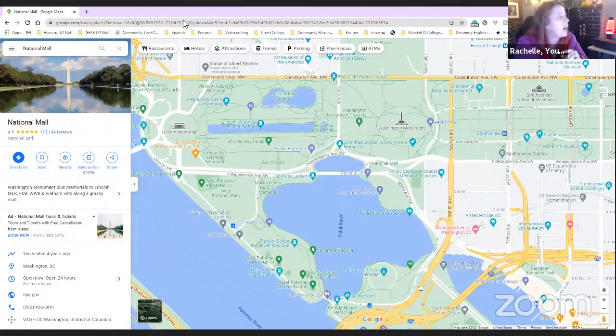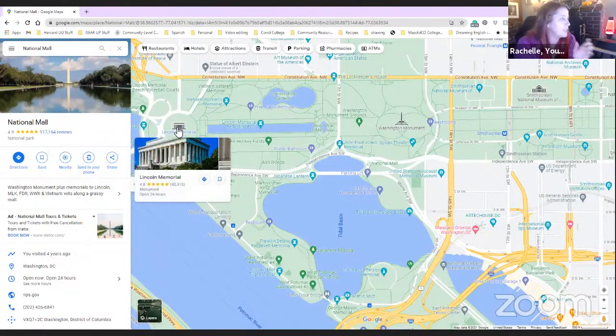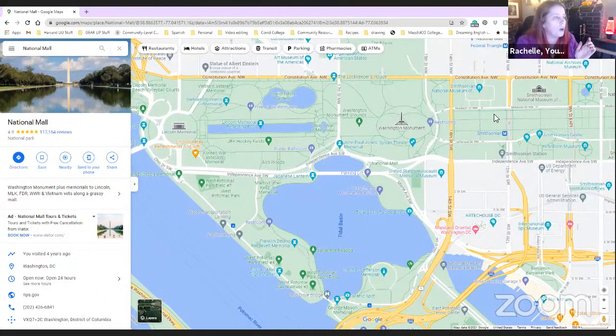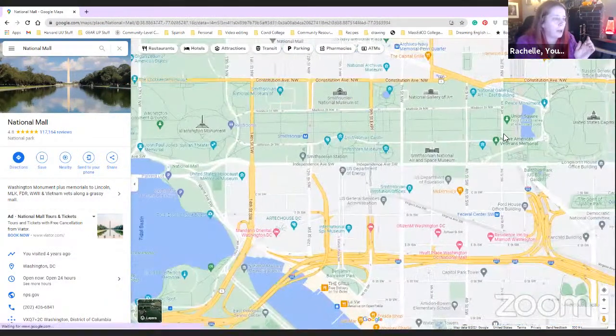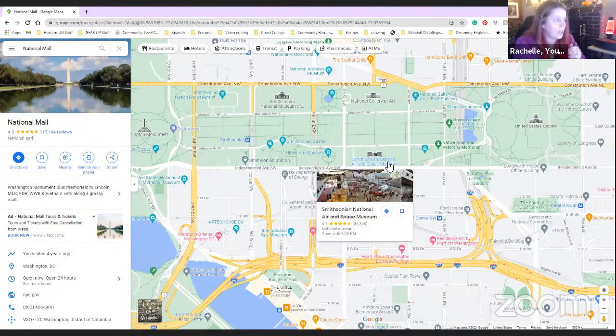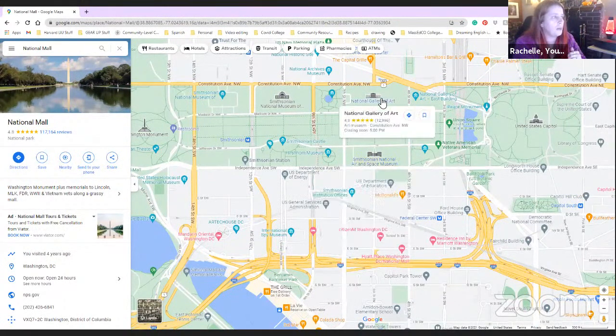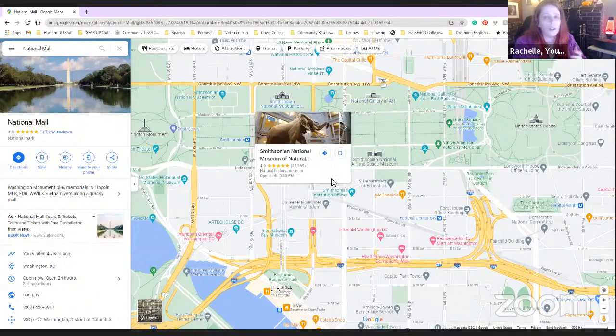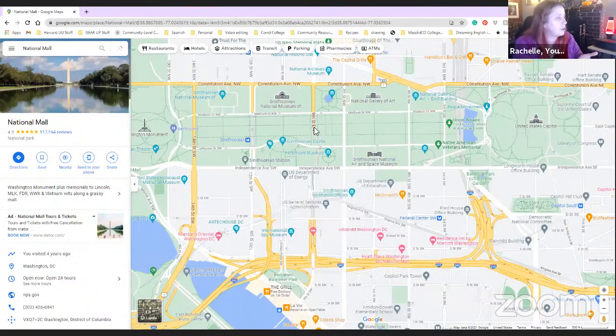Sorry about that. So basically on one side is Lincoln Memorial, and there's also like the White House, and on the other side of the National Mall, if we go all the way to the other side, is the Capitol. And then on the sides of it, you'll see different museums, the Smithsonian Air and Space Museum, the National Art Gallery, and so on. So I want to show you a little bit of what it looks like.